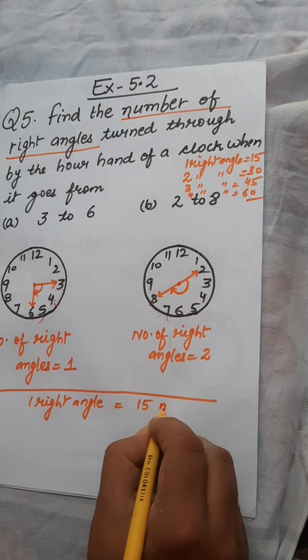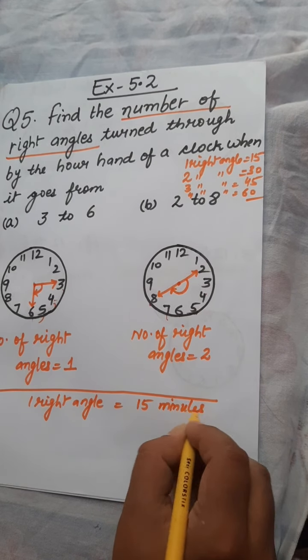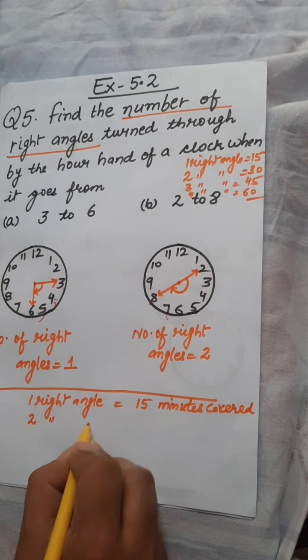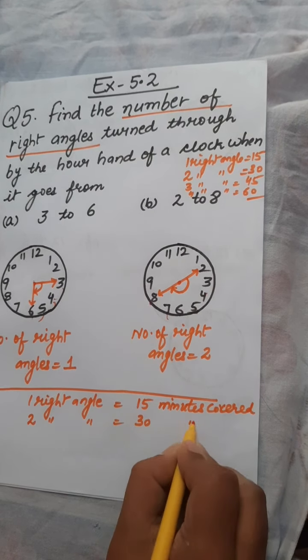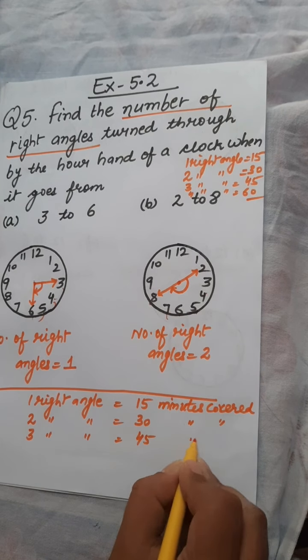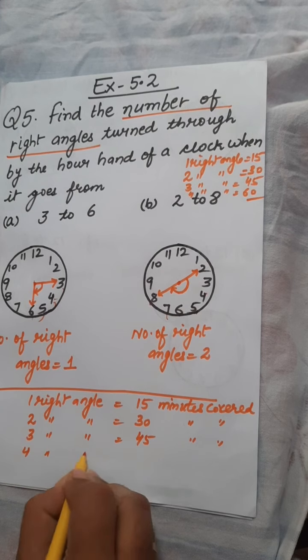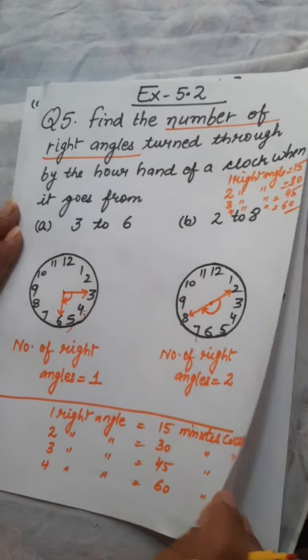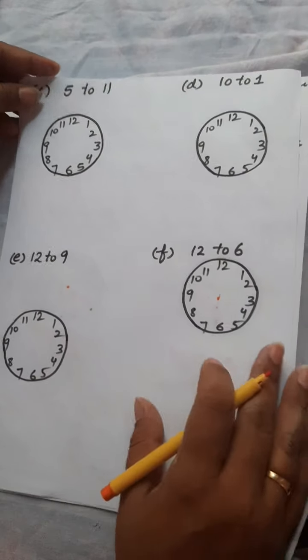Again I am repeating, if we have one right angle, then 15 minutes covered. If we have 2 right angles, then 30 minutes covered. If we have 3 right angles, then 45 minutes covered. If we have 4 right angles, then we have 60 minutes covered.